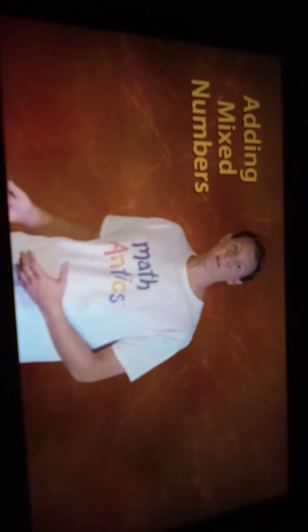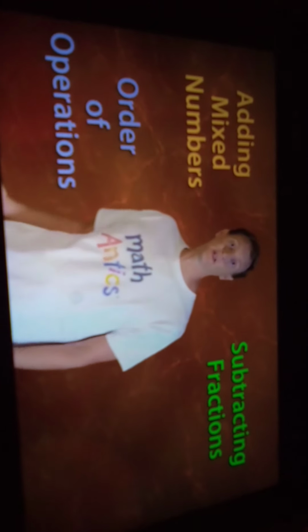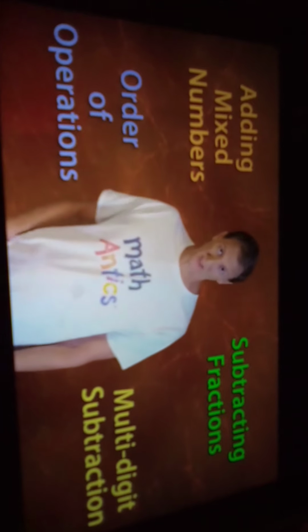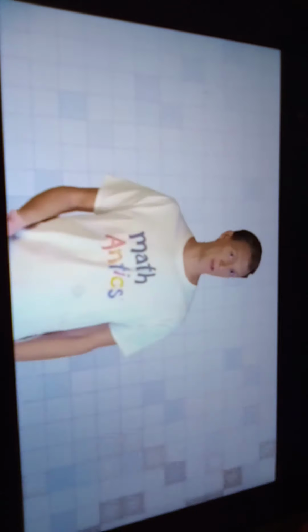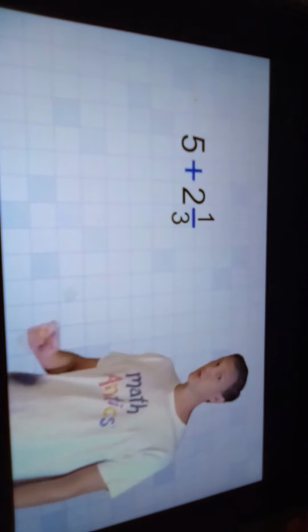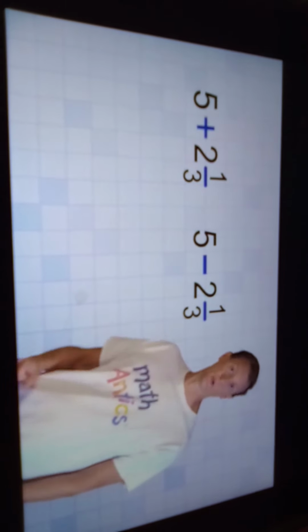And it'll help a lot if you make sure that you have a good understanding of topics like adding mixed numbers, subtracting fractions, order of operations, and multi-digit subtraction, because this lesson builds on all of those concepts. Okay, to see why subtracting mixed numbers is trickier than adding them, let's have a look at two problems side by side. 5 plus 2 1/3 and 5 minus 2 1/3.